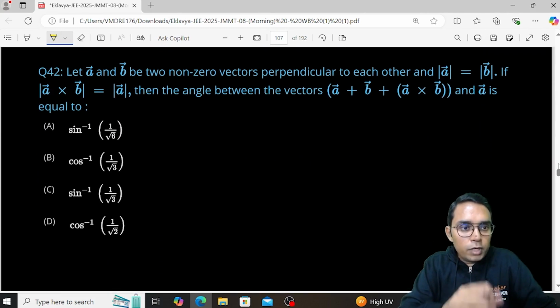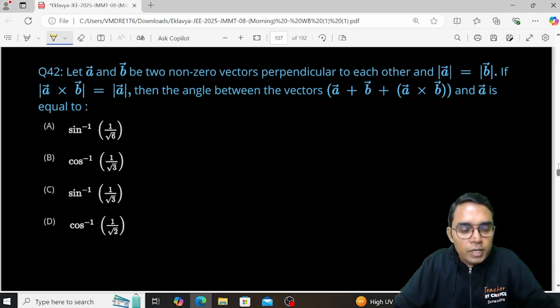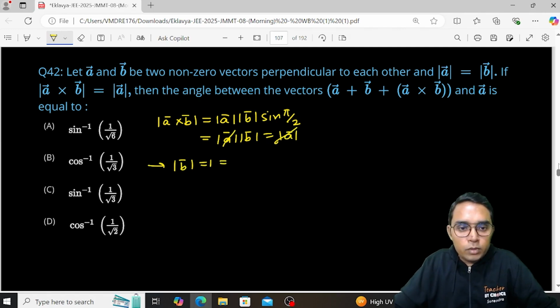So this question number 42, we are given a and b, two non-zero vectors perpendicular to each other, and mod a is equal to mod b, and a cross b is equal to a. So please listen carefully. If a and b are perpendicular to each other, that means a cross b has to be equal to mod a mod b into sine theta, and theta is 90, so that will be mod a mod b only. But we are given this to be equal to mod a, which means mod b will be equal to 1, since it is a non-zero vector. But mod b and mod a are equal, so mod a is also 1. So that means they both are actually unit vectors and they are perpendicular vectors.